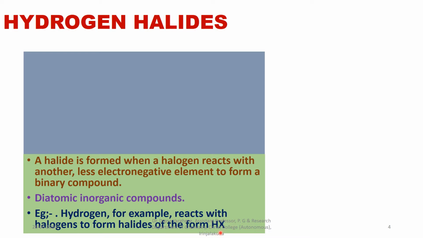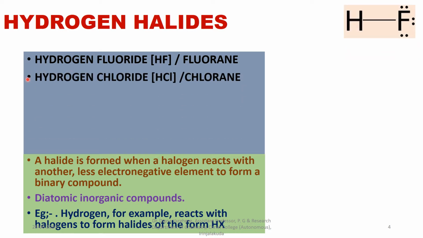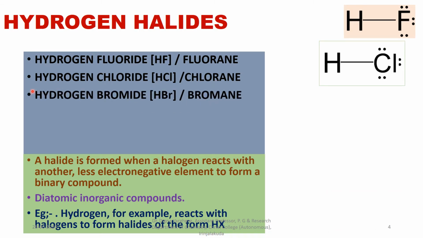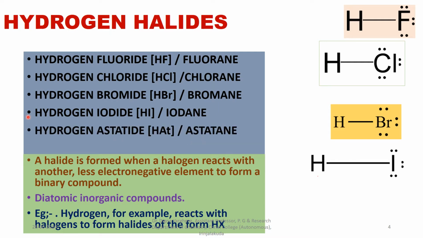The general formula of the hydrogen halides is HX. The first is hydrogen fluoride, also known as fluorane; the second is hydrogen chloride, also known as chlorane; the third is hydrogen bromide, known as bromane; the fourth is hydrogen iodide, known as iodane; and the last is hydrogen astatide, known as astatane. Because of the radioactivity of astatine, these have limited applications.